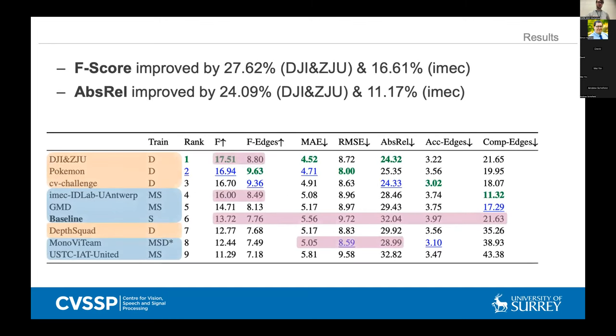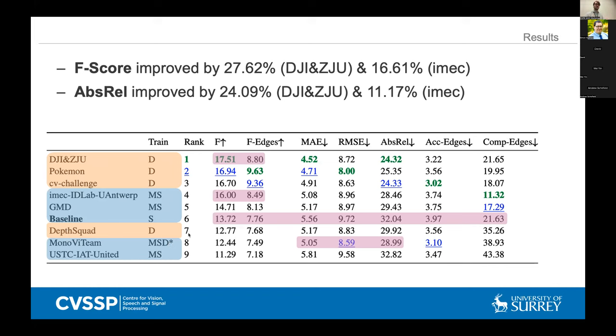So here I'm showing the results on the SYNS-Patches benchmark, where these orange methods are the ones that are supervised and actually use ground truth depths for training. And all the blue ones are the self-supervised ones that just use the photometric consistency across frames. And you can see that when we rank the submissions in terms of F-score performance, the baseline ends up halfway through the pack.